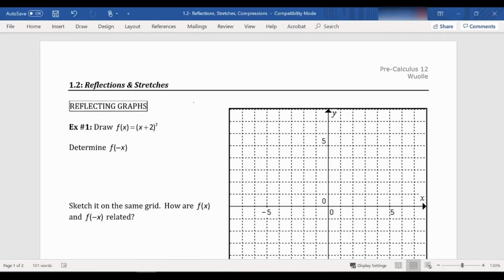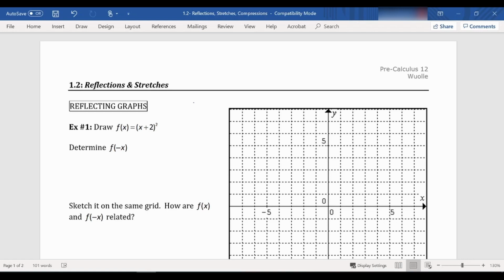Welcome to our 1.2 video here. We're going to be talking about reflections and stretches. What this means is we are going to be taking some graphs and reflecting them across either the X or Y axis like it's a mirror. We are also going to be taking graphs and stretching them vertically or horizontally, or compressing them, squishing them horizontally or vertically.